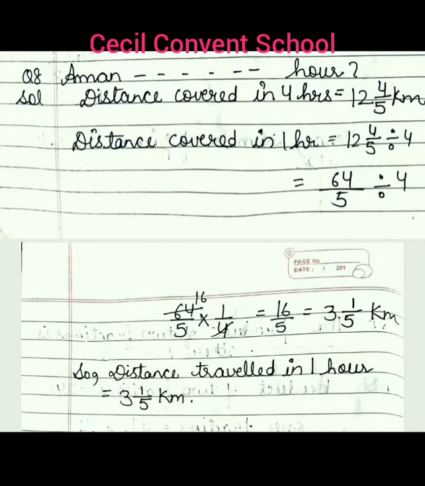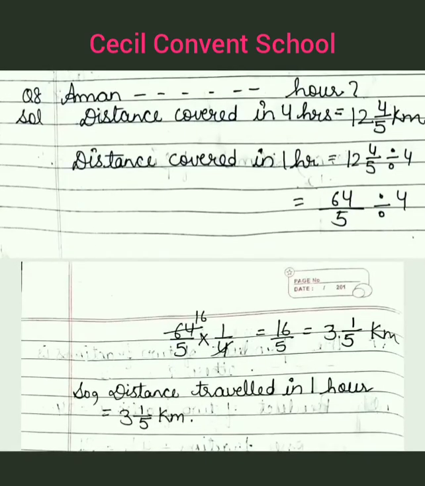Question number 8 is: Aman runs a total distance of 12 4 by 5 kilometer in 4 hours. So what he is doing? He is covering distance. How much distance he is covering in 4 hours? You will write distance covered in 4 hours is equals to 12 4 by 5 kilometer. Then we have to find how much distance does he run in 1 hour. So you write distance covered in 1 hour. Again, when we go from many to 1, we always do divide.